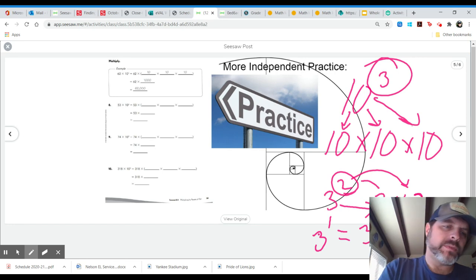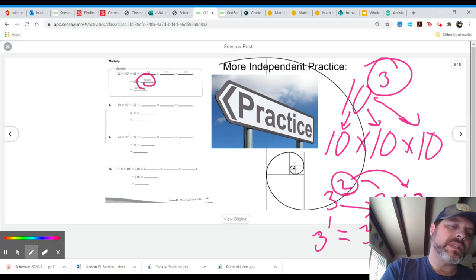All right. Hope that helps a little bit. And 10 times 10 times 10, by the way, is 1,000. It's right there. They even give it to you. Same one for each one.